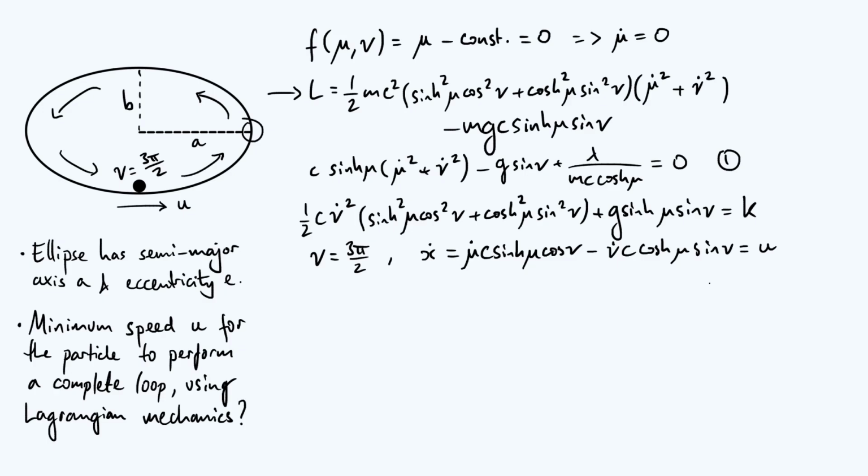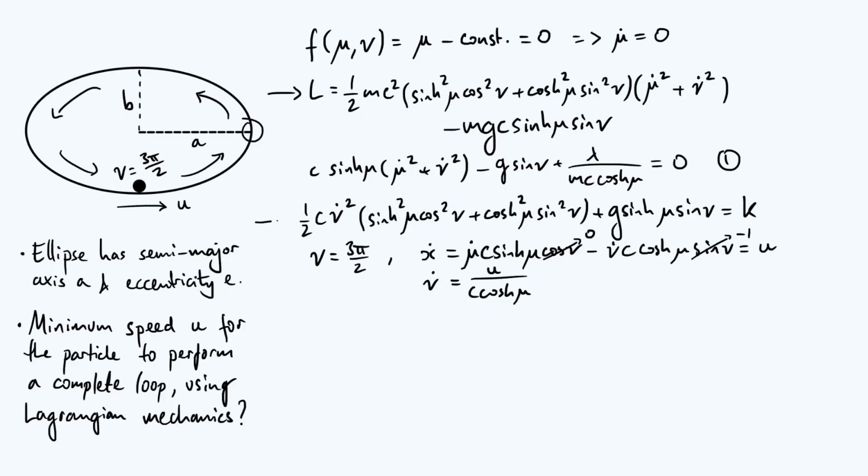All of that stuff is supposed to be equal to u. If we plug in nu is 3 pi over 2, then cos of 3 pi over 2 is 0. Sine of 3 pi over 2 is minus 1. And so we conclude that nu dot is equal to u over c cos mu. Mu dot is always 0, remember, because mu is a constant. But nu dot is equal to this when nu is 3 pi over 2 at the beginning.